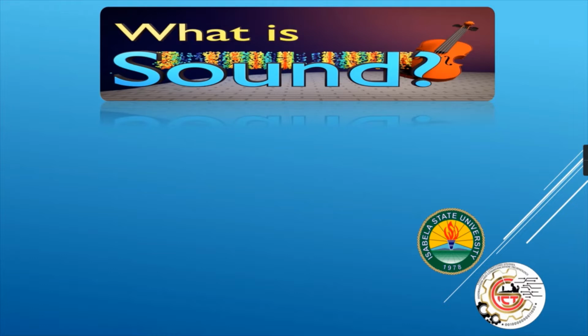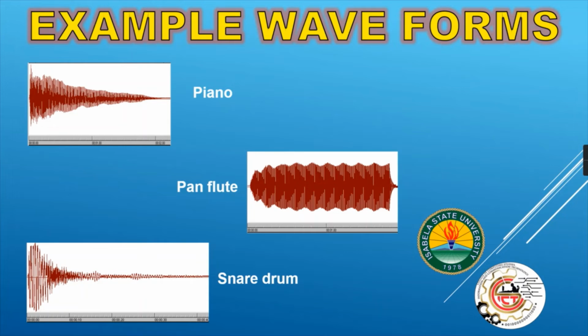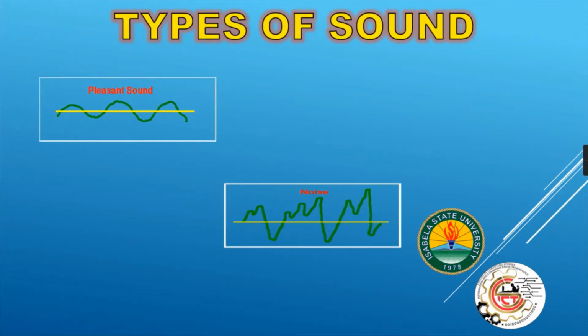Sound waves are known as waveforms. This is an example of waveforms using a musical instrument. This is the type of sound. We have pleasant sound and noise. So, what is pleasant sound and noise?